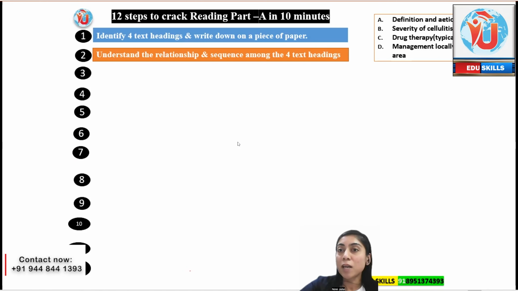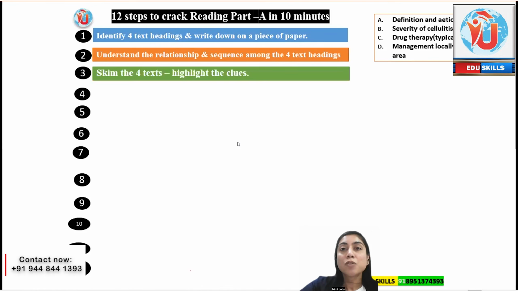The second one is the severity of cellulitis. And C, drug therapy. It's mainly about the typical and atypical cellulitis. The text D, management of locally affected area. Then understand the relationship and sequence among the 4 texts.